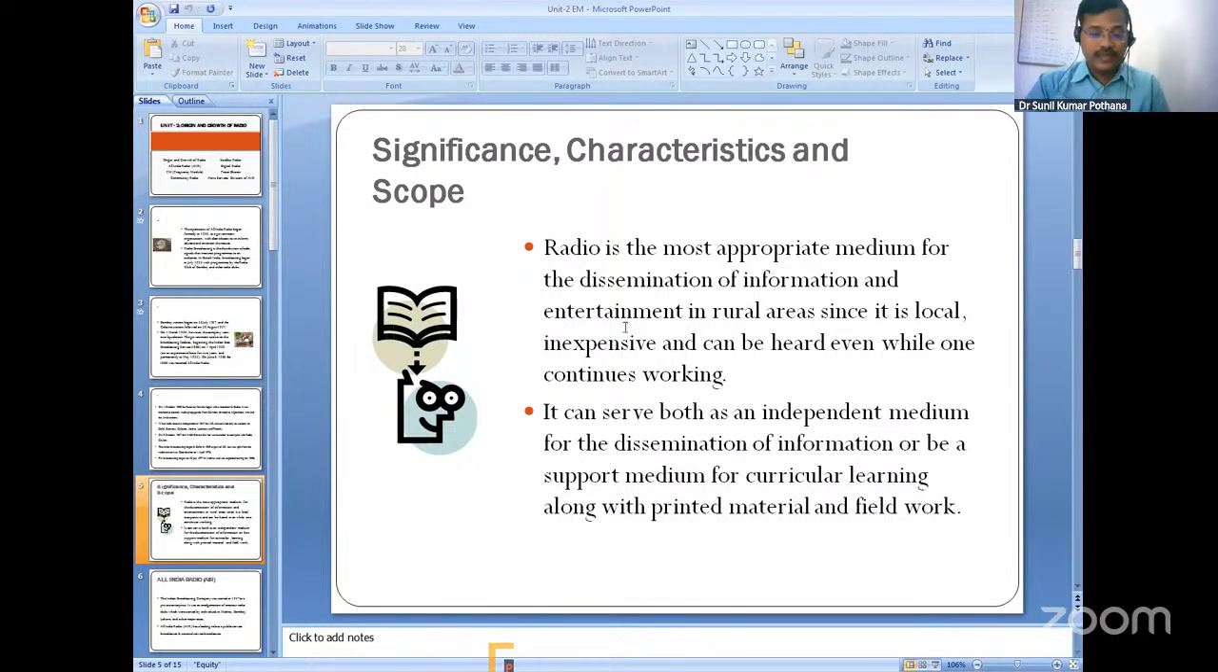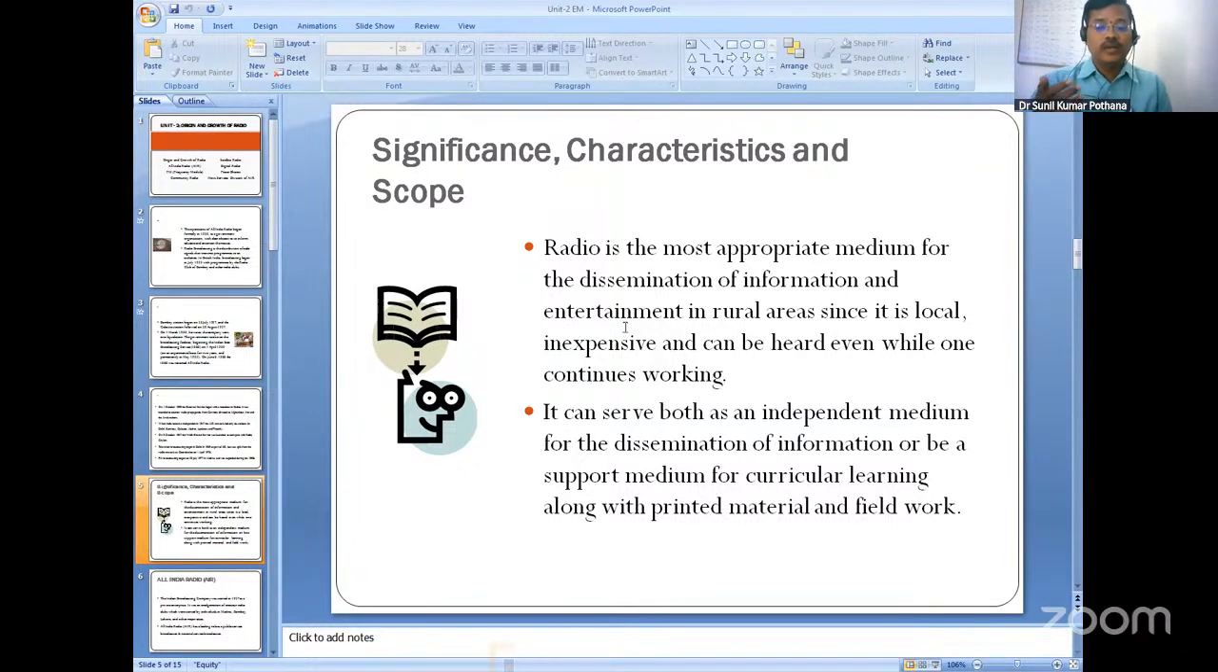Earlier, for education and for awareness, in post-independence India, in the 1950s and 60s, radio played a vital role in development. In communication and information dissemination, radio was the only scope.